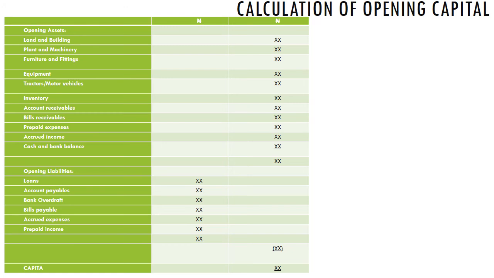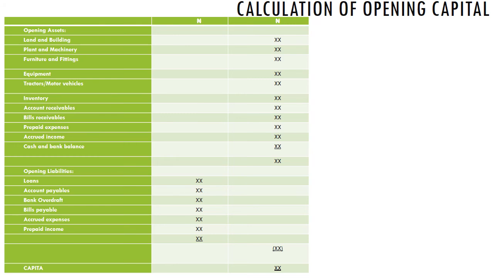Now the next thing is the calculation of the opening capital. In calculating the opening capital, what you need to do is to add all the opening assets minus all the opening liabilities. You get your capital straight up. So that is how you calculate the opening capital.